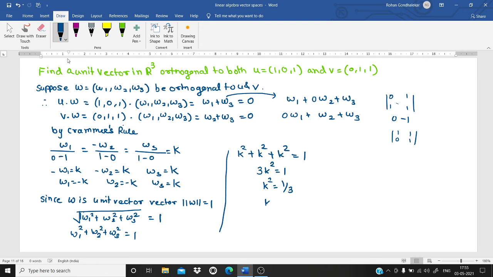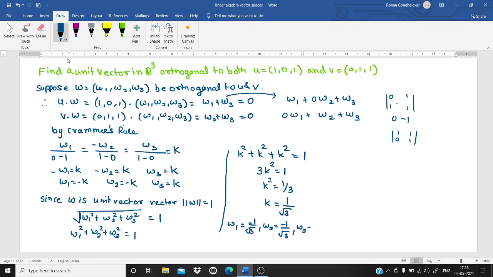The k will be 1 upon square root of 3. As we are deriving it from the norm, we consider the positive square root. So what is the value of k? The k will be 1 by root 3. So hence my w1 will be minus 1 upon root 3, w2 will be minus 1 upon root 3.